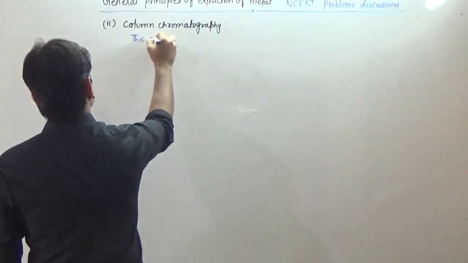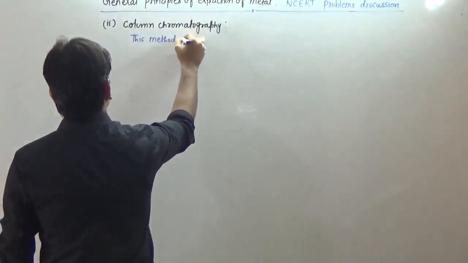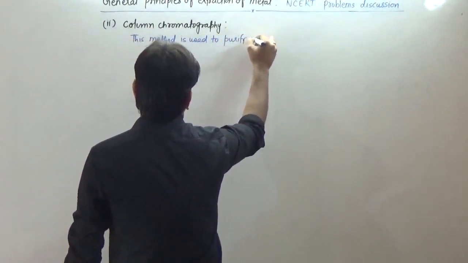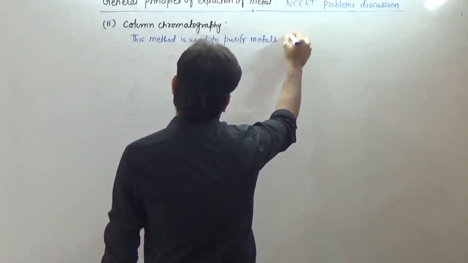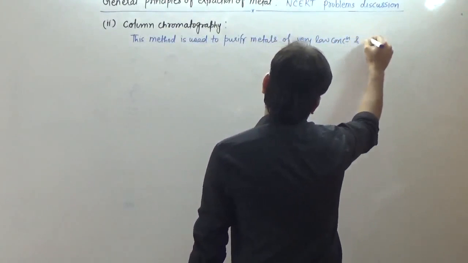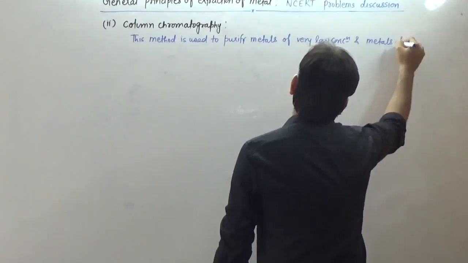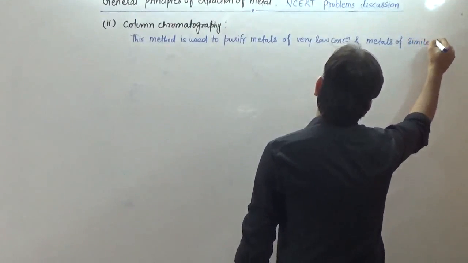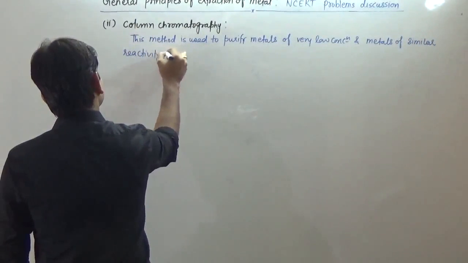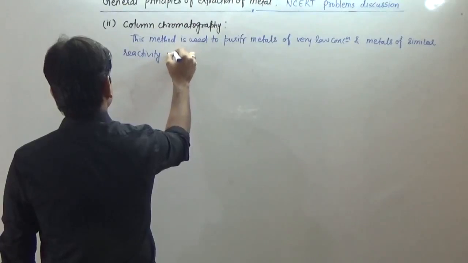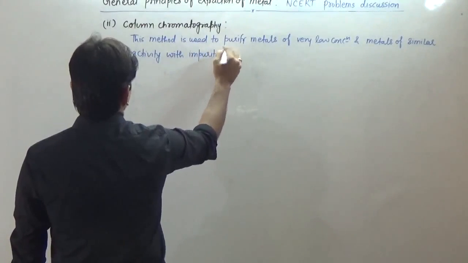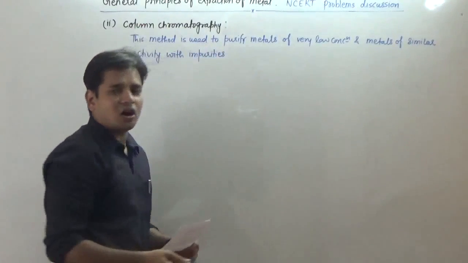This method is used to purify metals of very low concentration and metals of similar reactivity with impurities. This is called column chromatography.